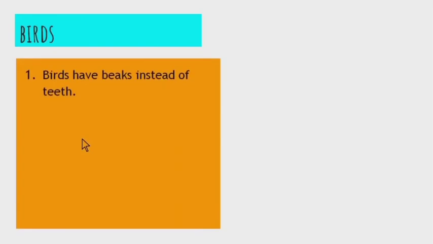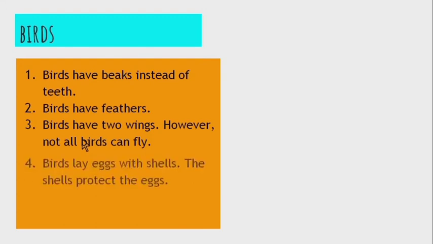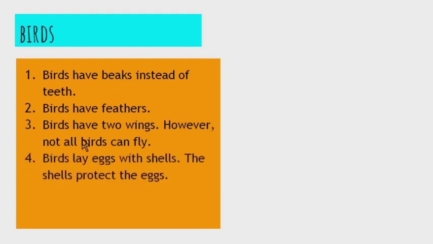Next, birds. The common characteristics of birds are: birds have beaks instead of teeth. Birds have feathers. Birds have two wings. However, not all birds can fly. Birds lay eggs with shells. The shells protect the eggs.